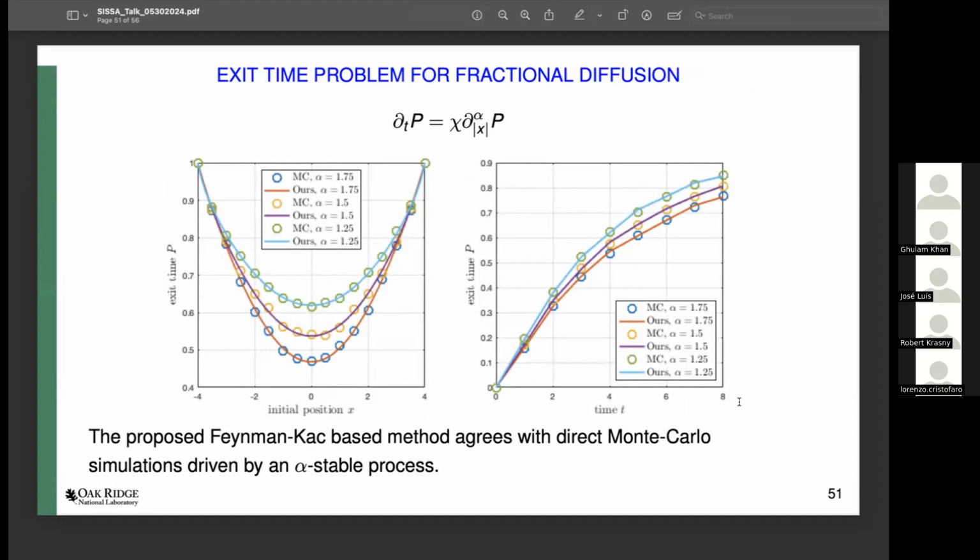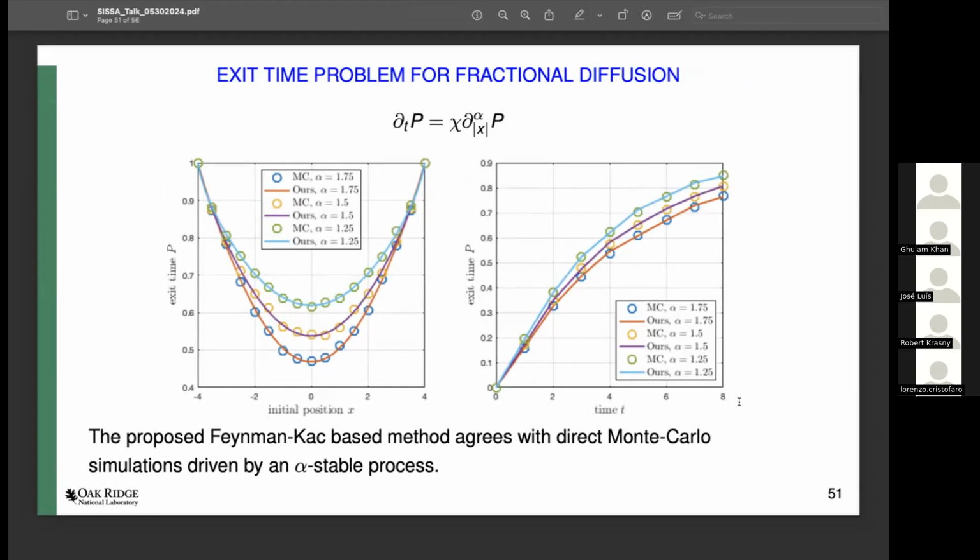But let me show you how this plays out. We study a simple problem: let's assume you have a line from -4 to 4, a one-dimensional domain, and inside that line you have particles exhibiting fractional diffusion with a fractional exponent alpha.